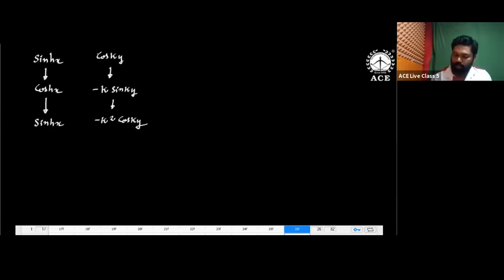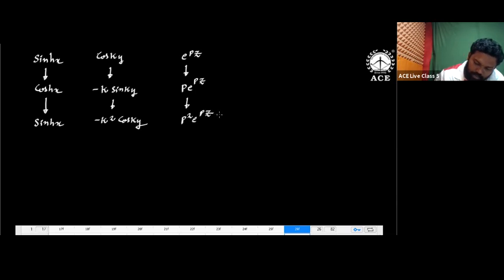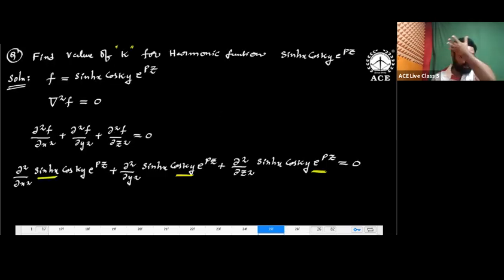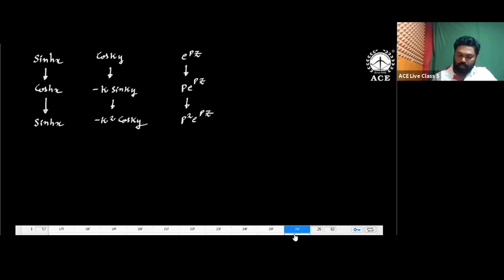What is this e to the power of pz? One time differentiation is p into e to the power of pz. One more time differentiation is p square into e to the power of pz. So what happens? Just substitute there. Here it is.